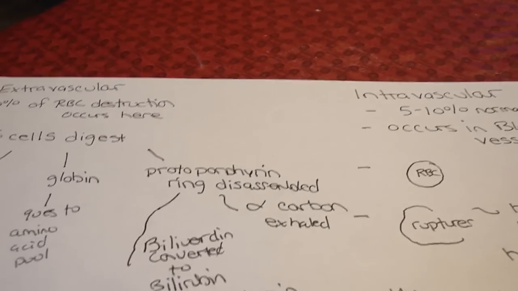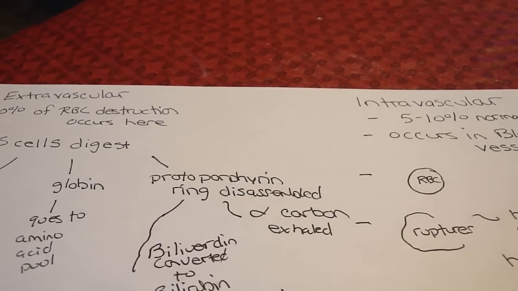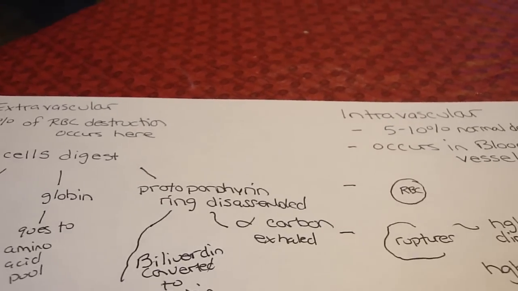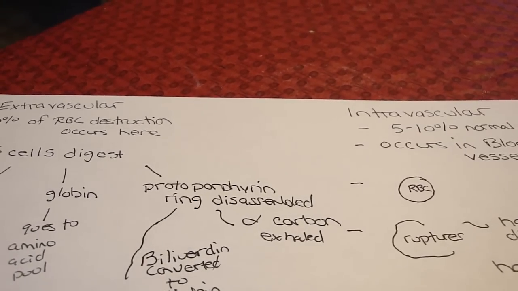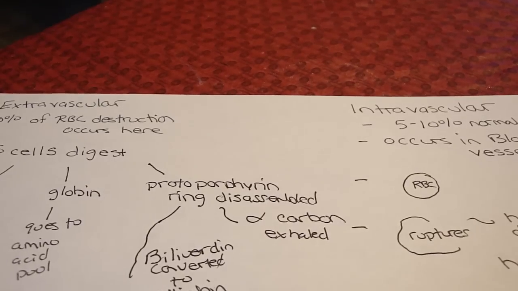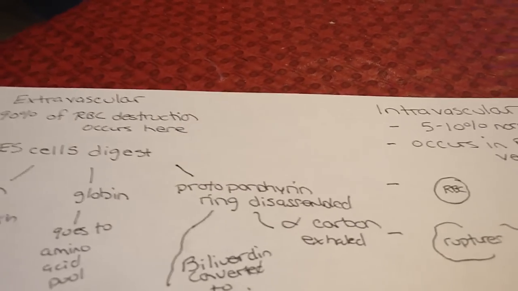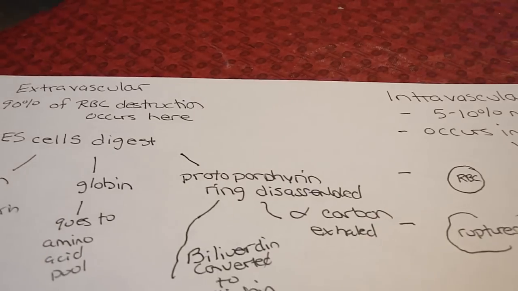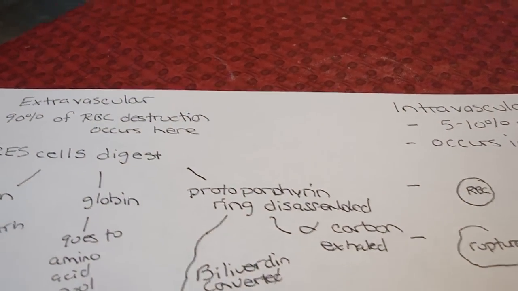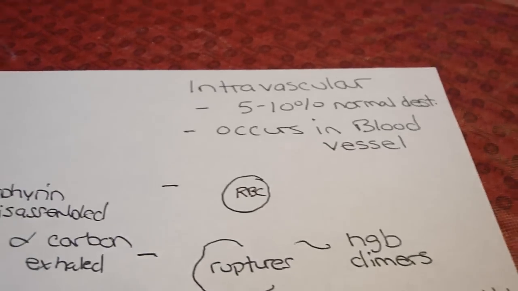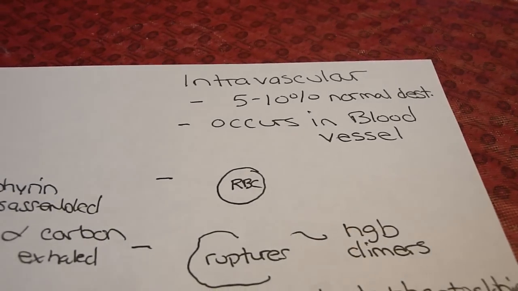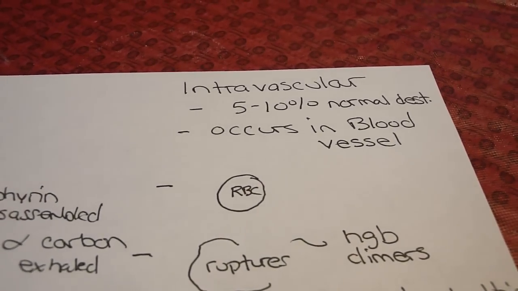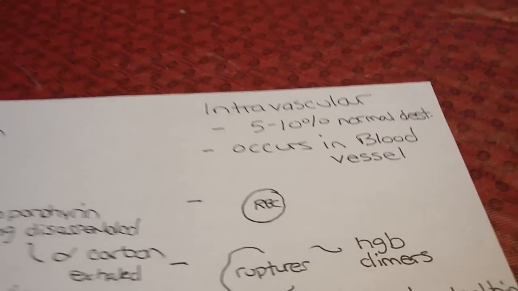I wanted to briefly talk about normal extravascular and intravascular destruction of red blood cells. 90% of red blood cell destruction occurs extravascularly. 5 to 10% of normal red blood cell destruction occurs intravascularly, in the blood vessel.